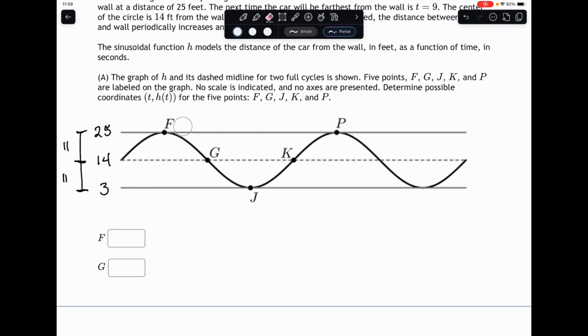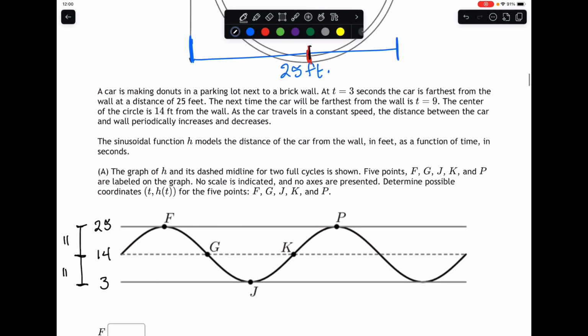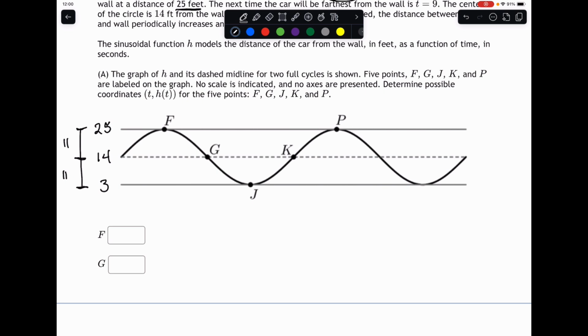I'm not going to write it there. I'll write it in a second. Now, we are given the fact that at t is equal to 3 seconds, the car is going to be farthest from the wall. So that occurs either at point F or at point P.